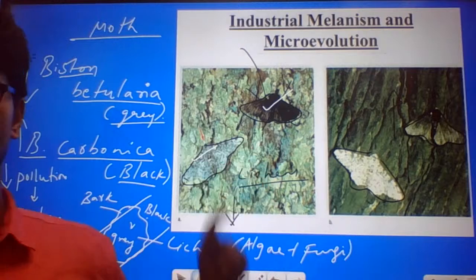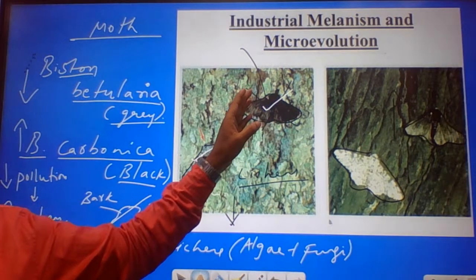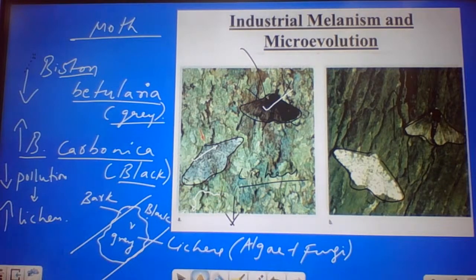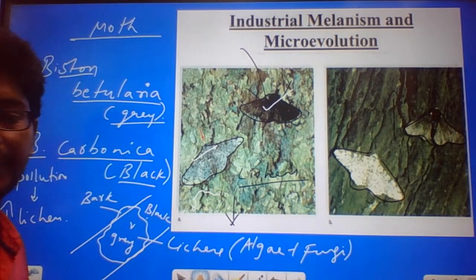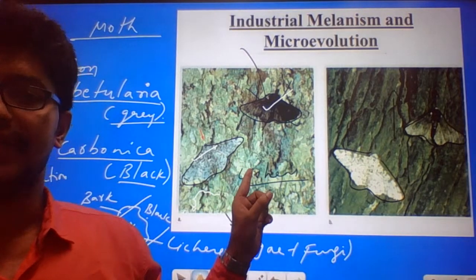Clear, guys? So this is one of the examples that you could see in case of natural selection, that is, industrial melanism. So now we move on to the types of natural selection. Already I gave a few examples for natural selection. One example is industrial melanism that we discussed.